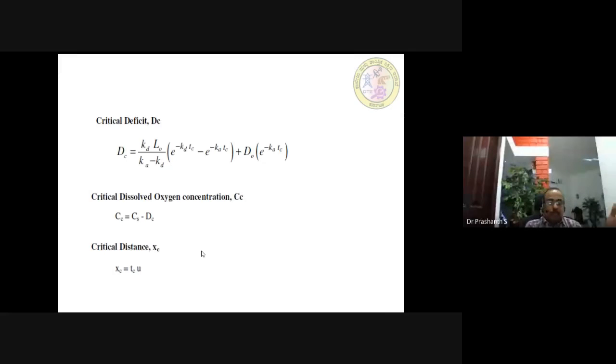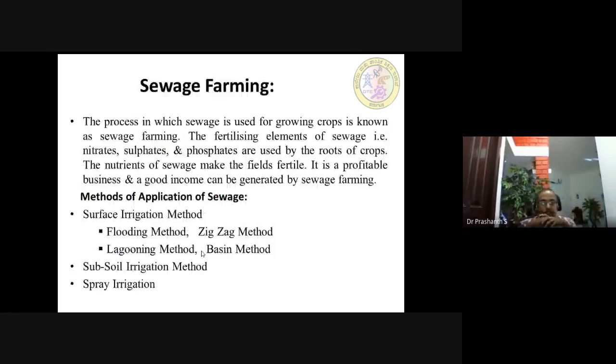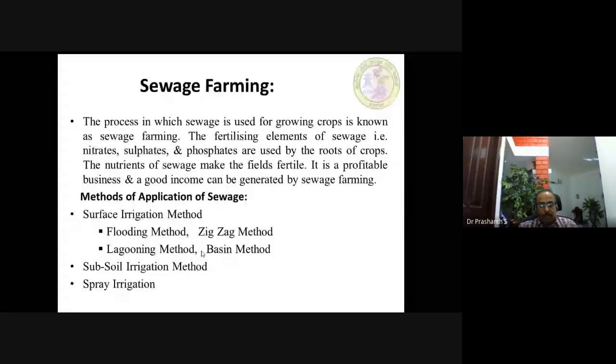So this is one way of disposal of wastewater, that is, disposal of wastewater to a nearby river or stream. That's called dilution. Another one is you can dispose the treated wastewater to a nearby field. Understand? So that we understand using sewage farming. Let's see what is sewage farming. The process in which sewage is used for growing crops is known as sewage farming.